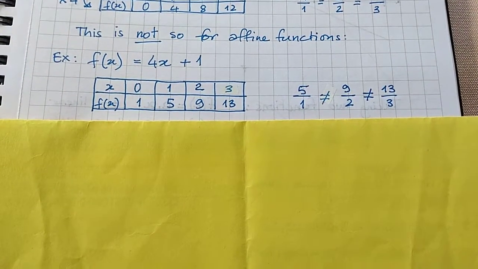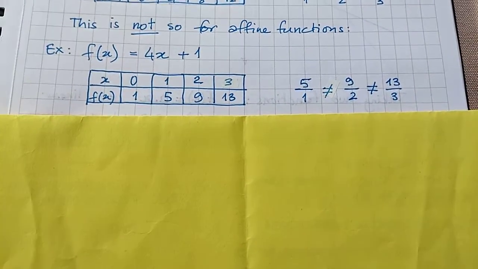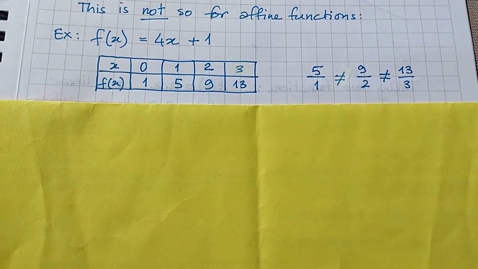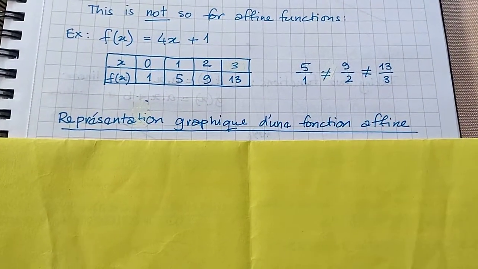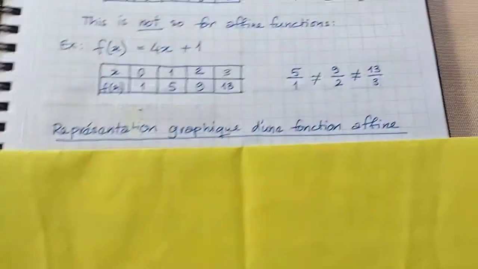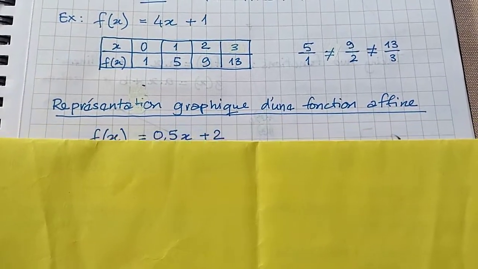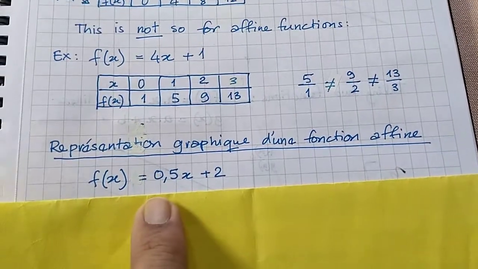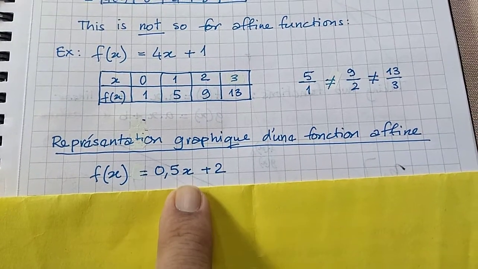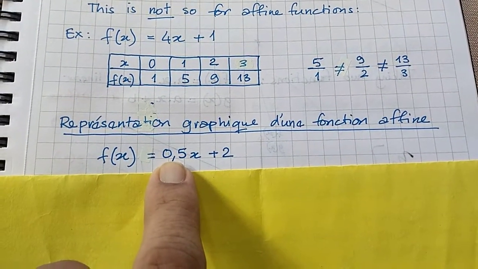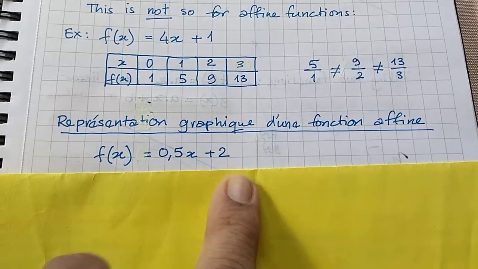Okay, now we will look at how to represent an affine function graphically. So, représentation graphique d'une fonction affine. I don't know why I switched to French, but that's how it is. So let's take this function: f of x is equal to 0.5x plus 2. So here our a is 0.5, our b is 2.